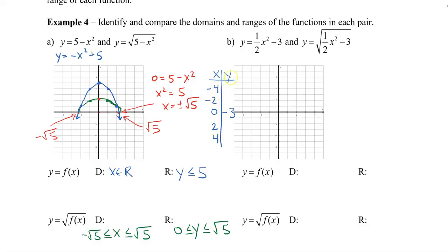So when I plug in -4, it's going to be 16 divided by 2, which is 8, minus 3, we get 5. And that is actually the same when I plug in +4. 4 squared is 16, divided by 2 is 8, minus 3 is also 5. Plug in -2, I square that, and I get 4. 4 divided by 2 is 2, 2 minus 3 is -1. And same with when I plug in 2.